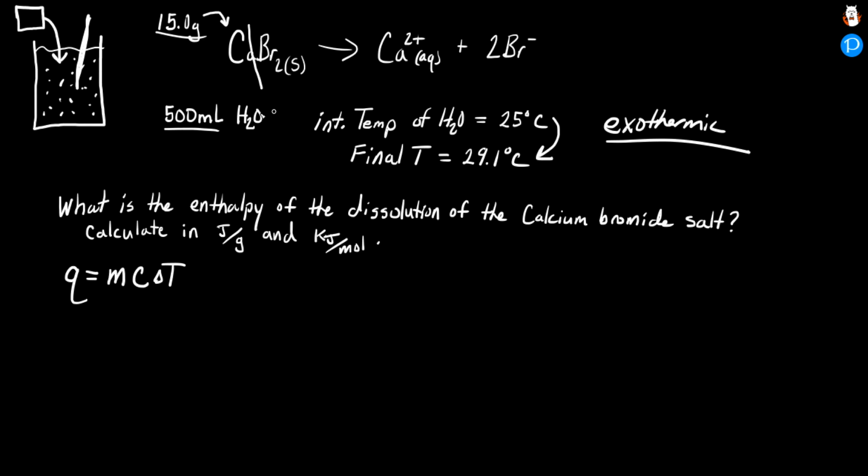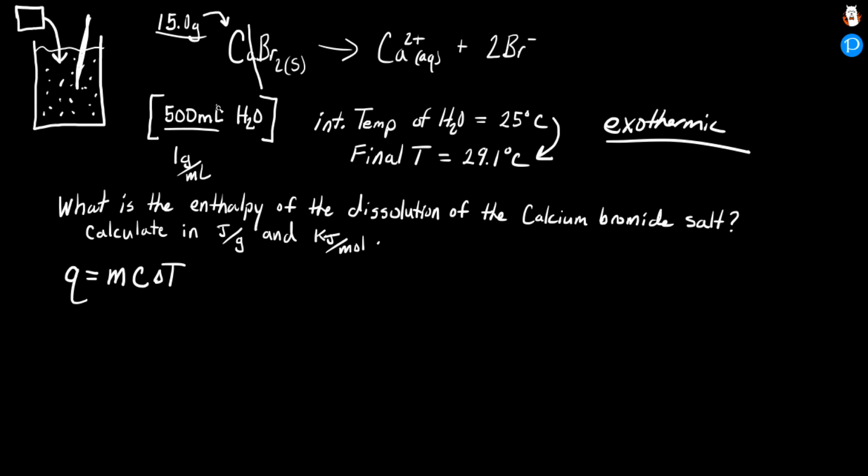Now, one important thing to remember, because you'll see this over and over in chemistry problems, is that if they give you the volume of water, we know that in most cases, the density of water is 1 gram per milliliter.